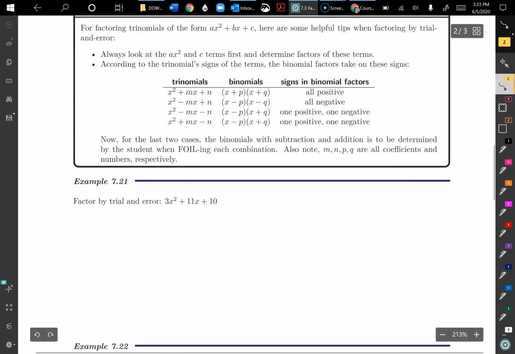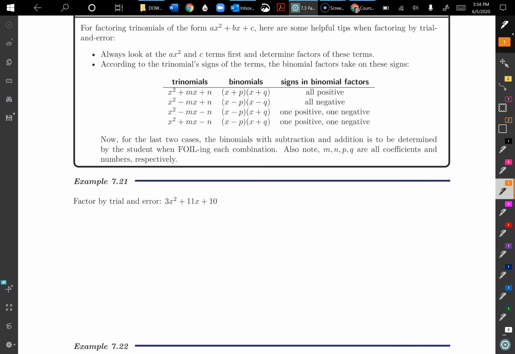Example 7.21, factor by trial and error, or sometimes we call it guess and check or intuitive method or skeleton. 3x squared plus 11x plus 10. So what I need to do is the same kind of thinking. I have to think, okay, what combinations when I put all this together are going to give me the correct middle term. But in this case, I'm going to pop right into my skeleton.